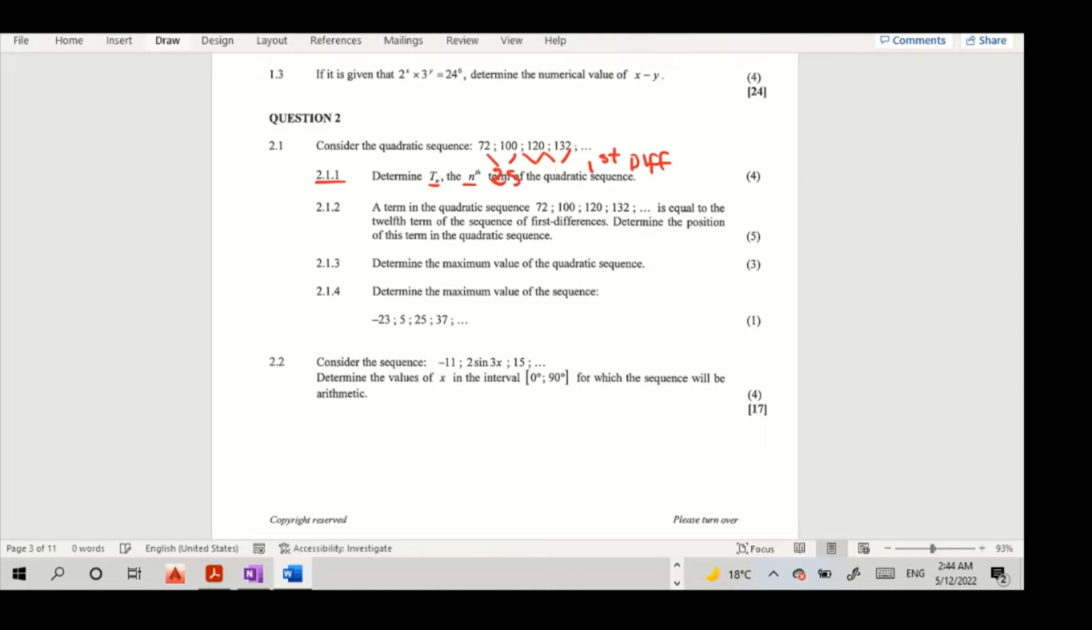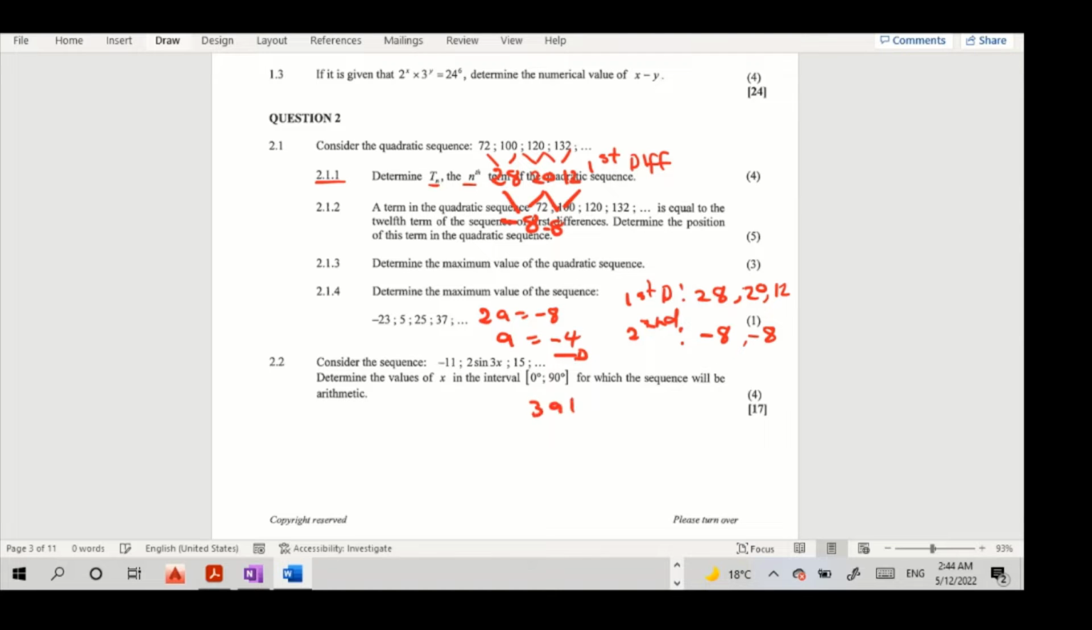The first differences are 28, 20 and 12, so that's going to be your first difference of the sequence. Then your second difference of the sequence, you will get -8 for both. So now you'll be having your first difference of 28, 20 and 12, and your second difference would be -8, which is constant. So which means 2a is equal to -8. Then your a value is going to be -4.